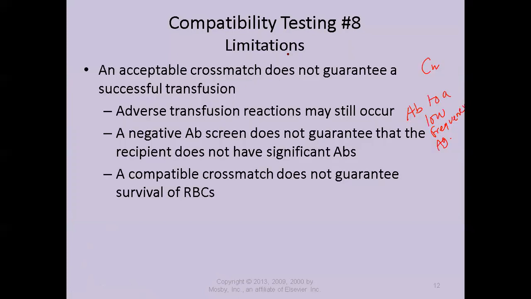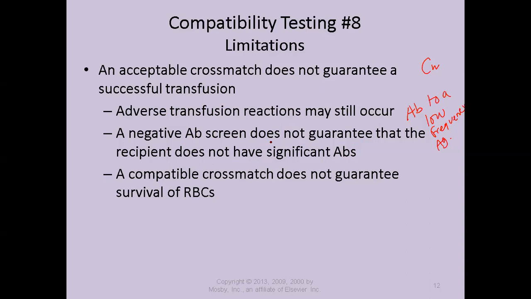Okay, so limitations of our compatibility testing. Just because we get an acceptable cross-match, meaning negative reactions, and it looks okay to transfuse, does not always guarantee that the transfusion will indeed be successful. Sometimes transfusion reactions do still occur, and they're usually not life-threatening. They're usually due to antibodies of other blood group systems, not ABO. And here's why: a negative antibody screen does not guarantee that the recipient does not have a significant antibody.